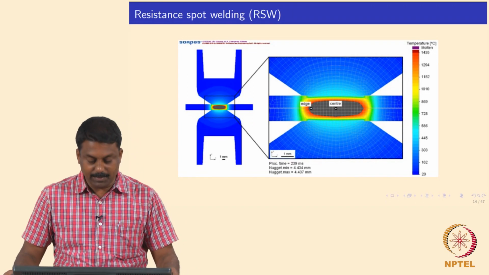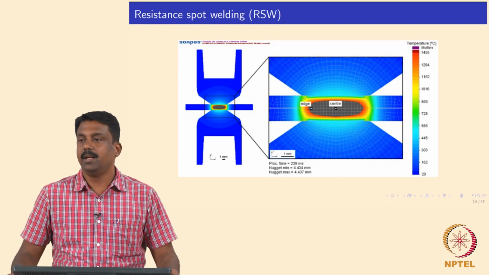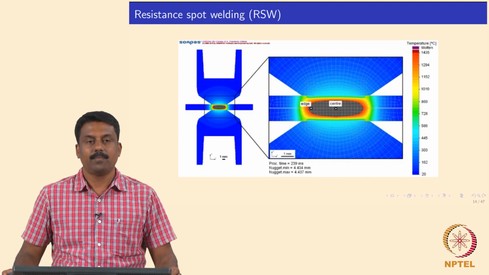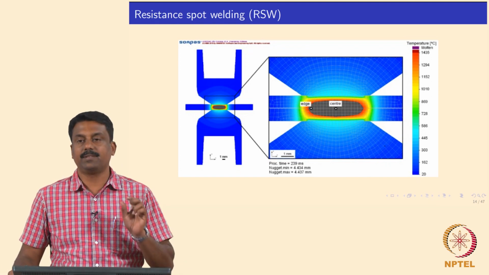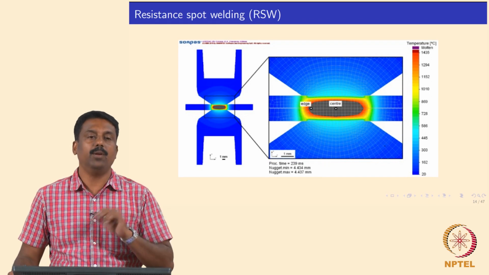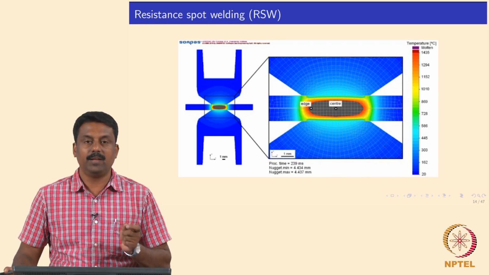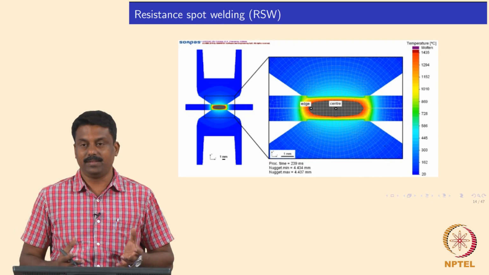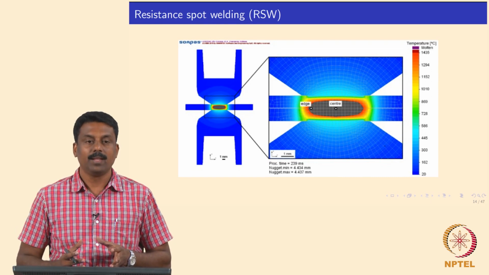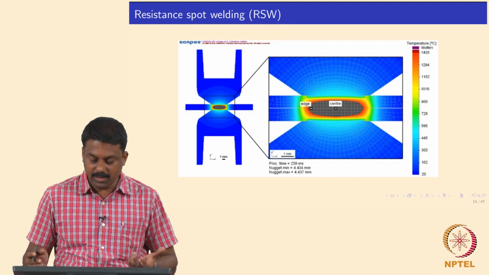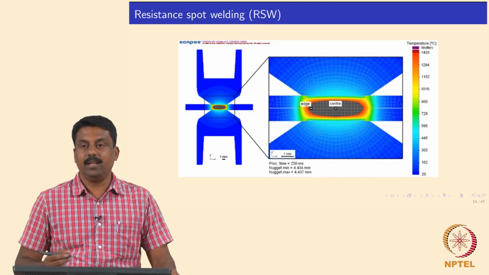So, if you look at the temperature distribution, the temperature gradient in resistance spot welding is extremely high. Therefore, the width of the heat affected zone is very small. Why? Because of the effective heat transfer in the process. If you look at this cross section, this is the FEM simulation which we carried out.